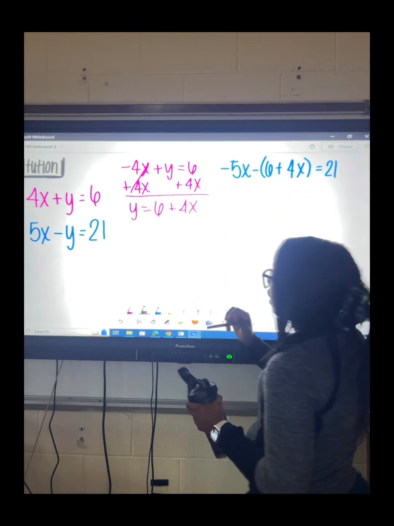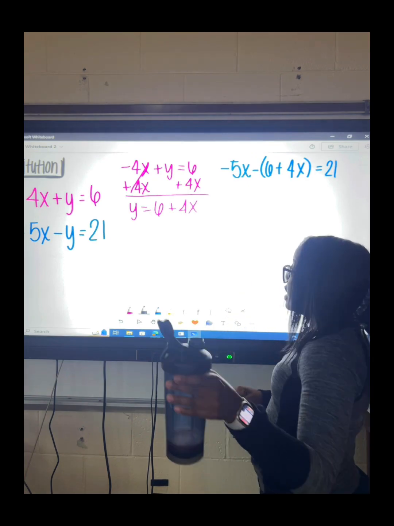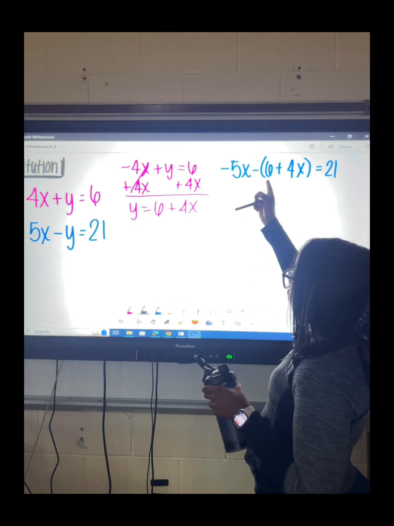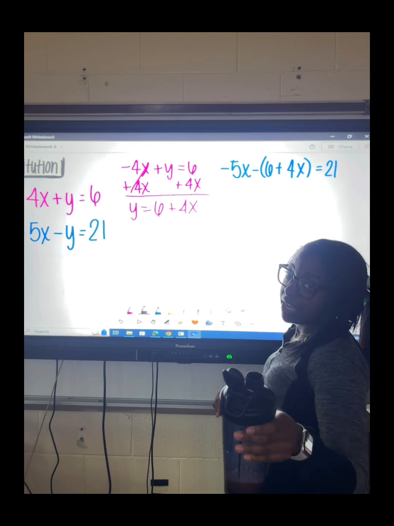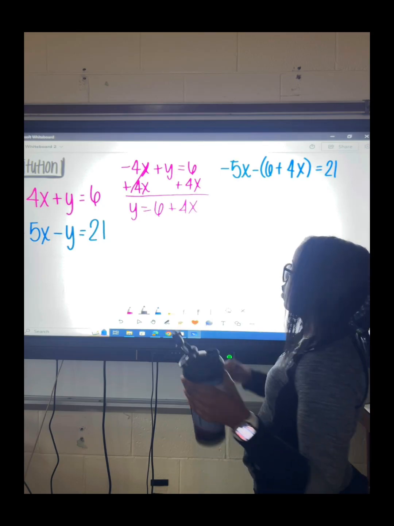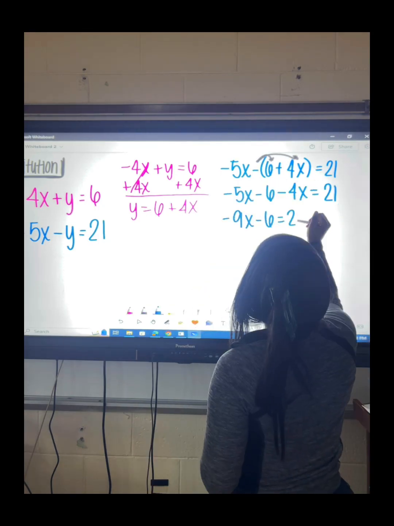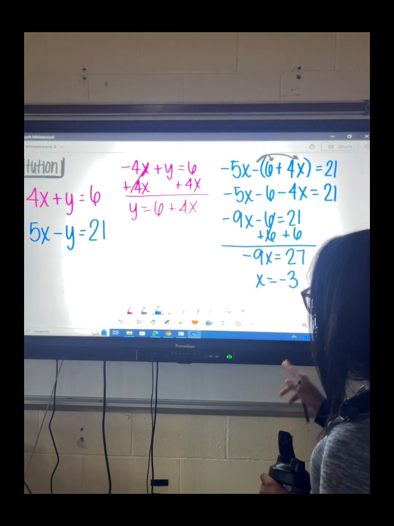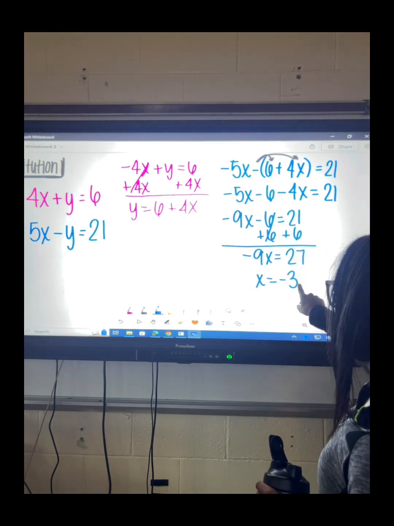And then I solve. Now what I don't want us to forget is that when we have a negative outside of parentheses, you distribute that negative just like you would distribute a negative 1, okay? So now I know that x equals -3.